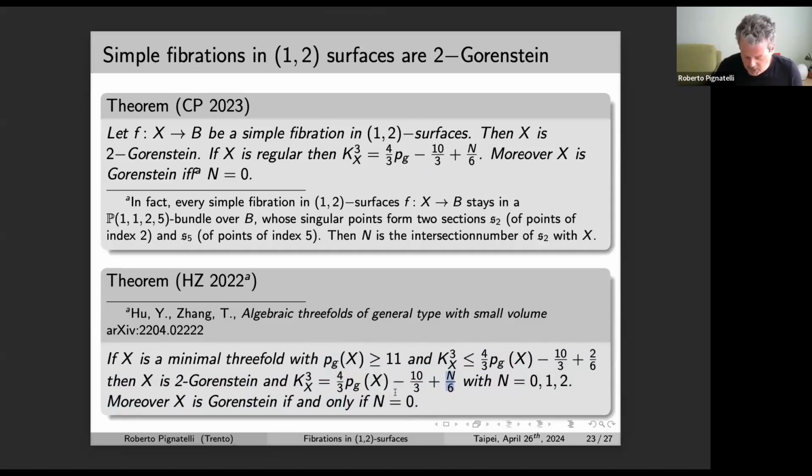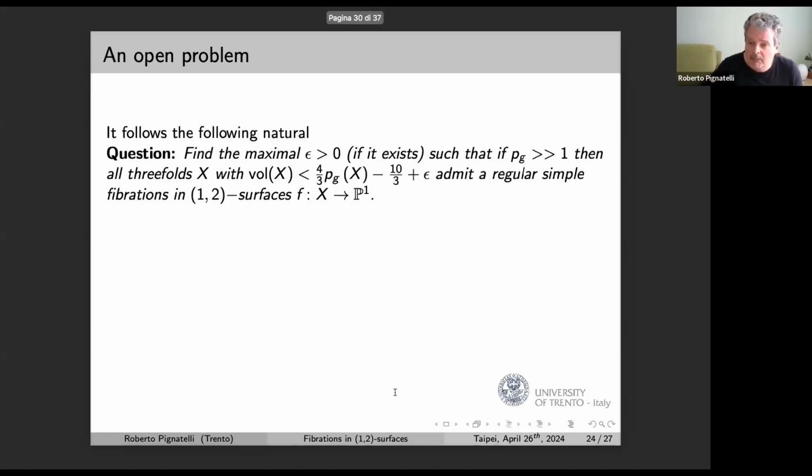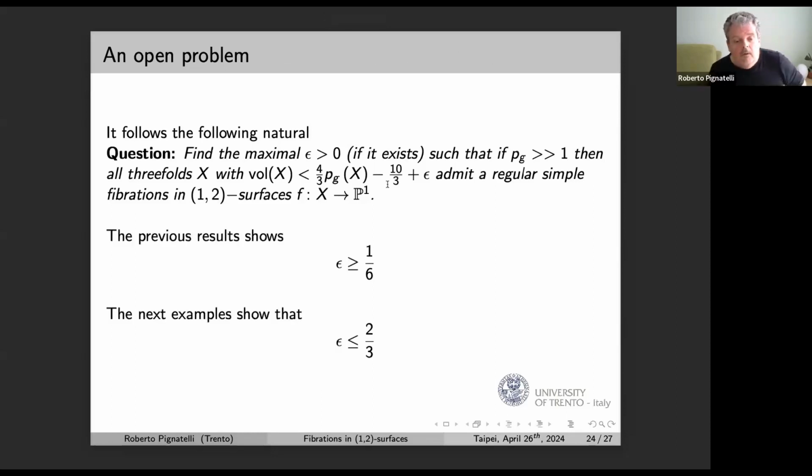So it must be 4/3 PG minus 10/3, and then we have that theorem again in the new paper with Yu and Zhang, claiming that you get equality, and then it's a simple fibration in 1-2 surfaces. And finally, it could be 1/6 and 2/6. The second and third lines may be, at least for PG bigger than 11, made only by things we can write in this way. That's, let's say, future projects essentially.